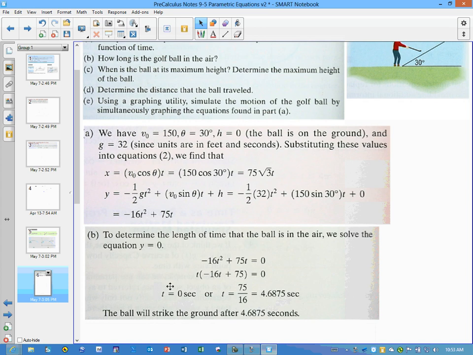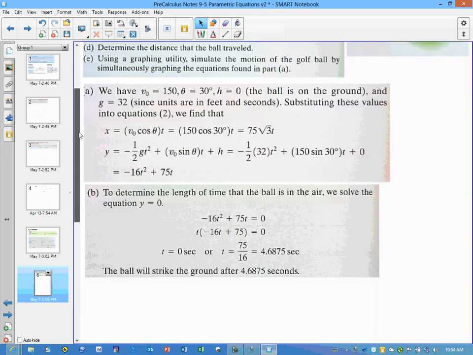And this one we expected already. This was the one we were looking for. So the ball will strike the ground after 4.6875 seconds. Part C is a two-part problem. They want to know when is it at its maximum height. So again, when means what's the value of t. And then they want us to determine the maximum height, which will be a value of y. Y representing the height.